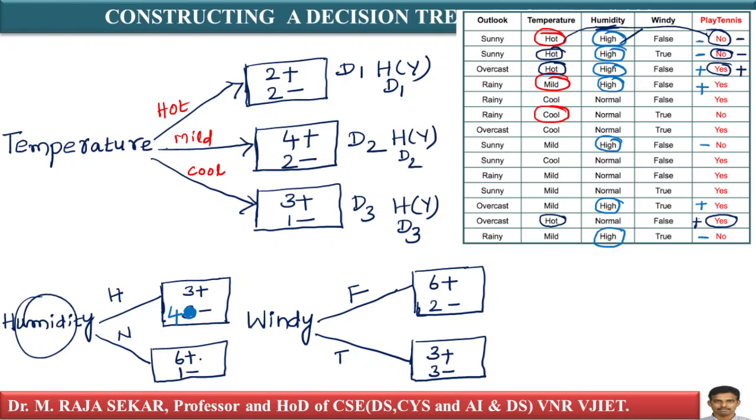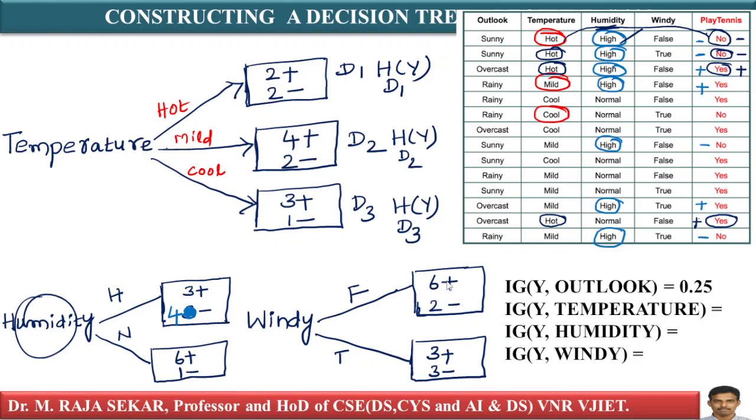Now what happens? At the end of this, you can split the same data set by using windy also. F means false and T means true. There are 8 points for false, in which 6 are positive, 6 plus means 6 yeses and 2 no's, isn't it? Now you can calculate information gain.